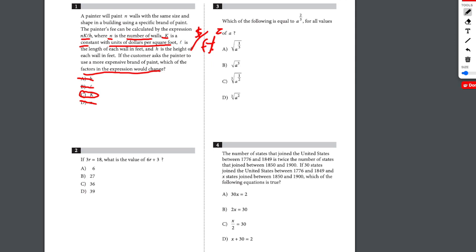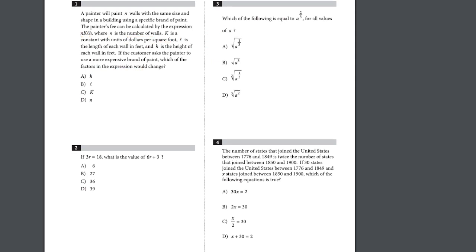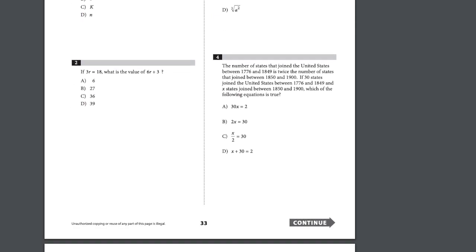Okay, pretty simple. I think y'all can see number 2, but I'm still going to scroll down anyway. And I think 125% zoom looks best. If 3r equals 18, what is the value of 6r plus 3? There are 2 ways of doing this problem. I'll show you all both ways.